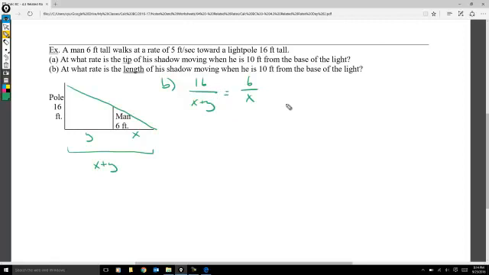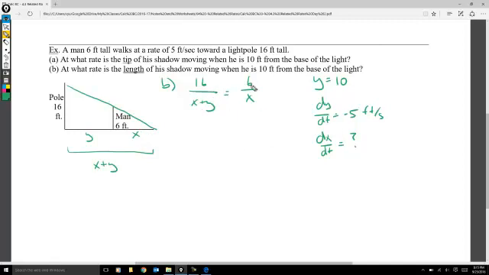All right, so what we know doesn't really change. I know that it's specifically when he's 10 feet from the base of the light, so I know y equals 10. I know that he's still walking towards the light pole, so I know that dy/dt is still negative 5 feet per second. But this time I'm trying to find a different dx/dt. This dx/dt I'm finding is specific to right here. It's not the whole thing, it's specific to right here. I should get a different answer from part A, even though the information I wrote looks the same.